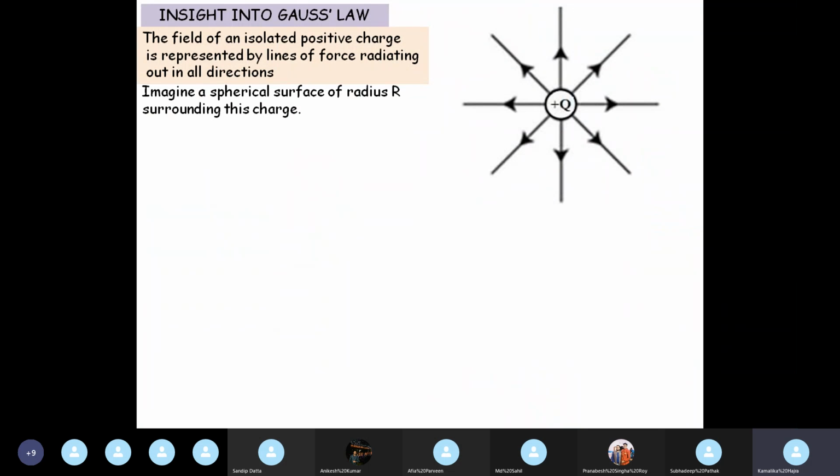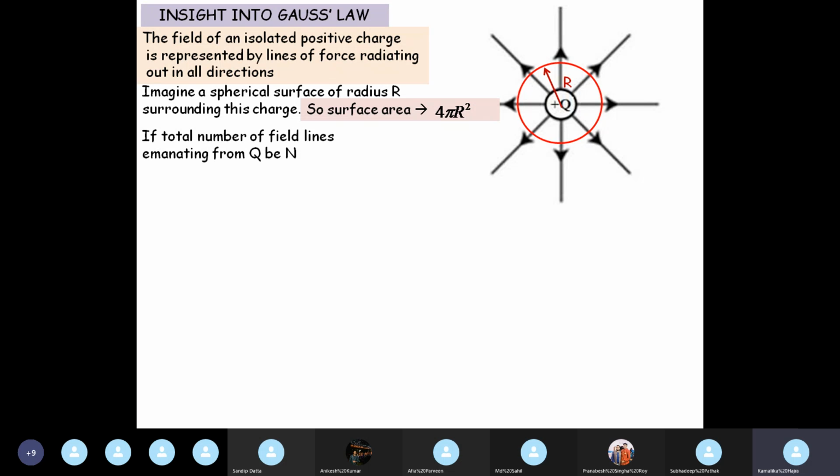So what is the insight of this law? What does it mean? Suppose we have an isolated positive charge and a number of lines of force coming out from it, all in the radial direction. If we draw a spherical surface surrounding this isolated charge, remember we are talking about three-dimensional surfaces here, the total surface area of this surface is 4 pi r square. If the number of lines of force coming out from Q is n, then the number of lines of force passing per unit area of this surface is n by 4 pi R square.